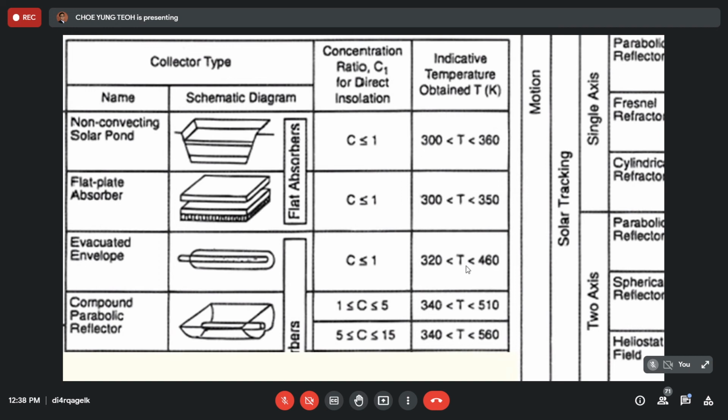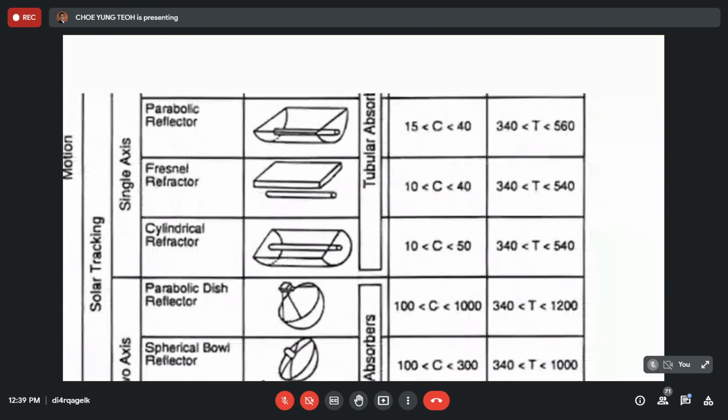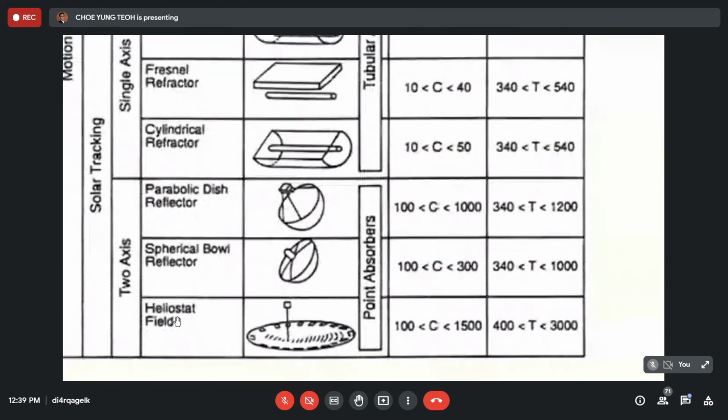Okay, but this one can achieve higher than 100 degrees Celsius. So much better in that case. And let's look at the best one. The best one is the heliostat field. You can see the temperature it can achieve is around 2,600 degrees Celsius, more than 2,000 degrees Celsius.